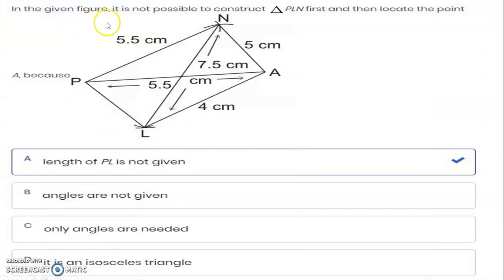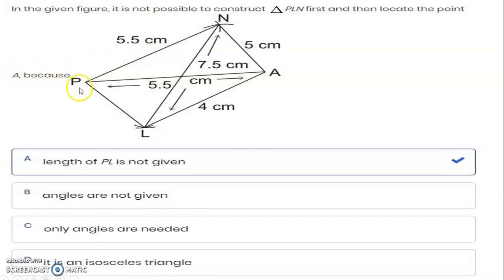The next question is, in the given figure, it is not possible to construct triangle PLN first. Observe this carefully, children. We will not be able to construct triangle PLN first. It is possible to construct this quadrilateral. The condition is that triangle PLN cannot be constructed first, and then locate the point A.